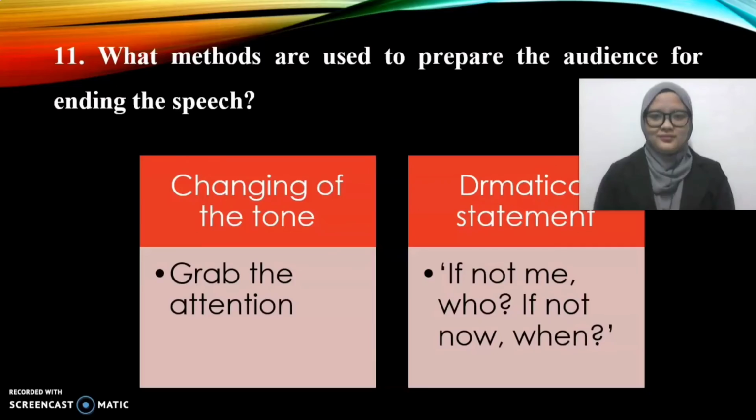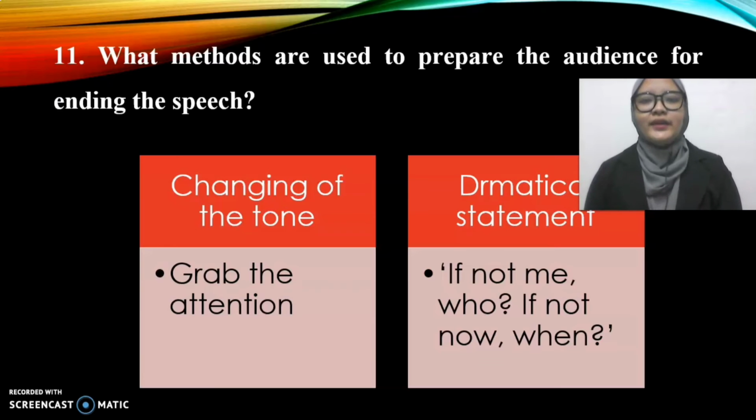Question number 11. What methods are used to prepare the audience for the ending of the speech? Based on the speech, the speaker, Emma Watson, successfully used both crescendo and dissolved endings in her speech. She managed to play with her emotions when she changed the tone of her voice right before the end of the speech, and she used a dramatic statement to reinforce her point.